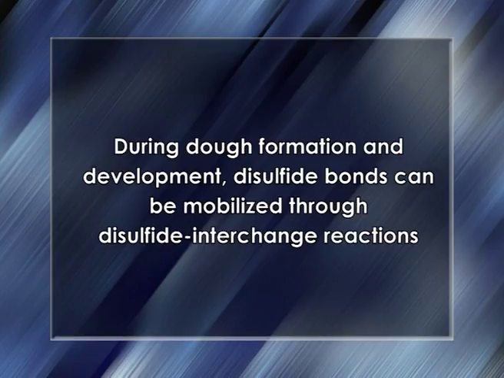During dough formation and development, disulfide bonds can be mobilized through disulfide interchange reactions. The interchange reaction requires a sulfhydryl containing substance to initiate the series of disulfide interchanges, resulting in extensive polymerization of the gluten proteins. The total number of sulfur-sulfur bonds does not change, only their location in the glutenin molecule is altered.